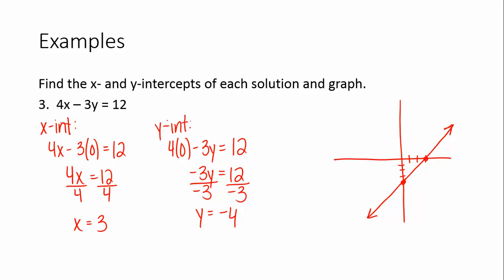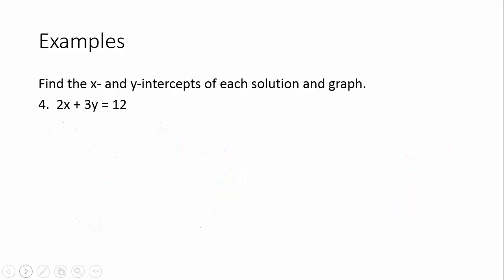Very easy to graph. Notice I don't have to make a table of values here. In order to draw a line, you need at least 2 points. So as long as we have 2 points, we're able to draw our line. And we do. Our 2 points are the x-intercept and the y-intercept.